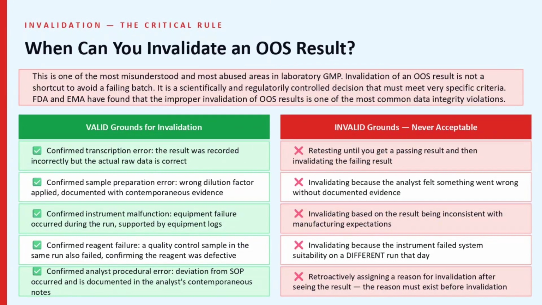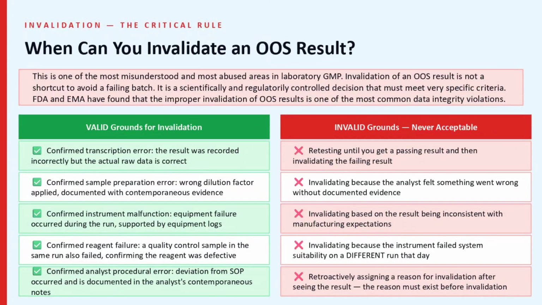A confirmed transcription error where the result was recorded incorrectly but the actual raw data is correct and supports a different value. A confirmed sample preparation error such as a wrong dilution factor, where the error is documented with contemporaneous evidence from the analyst's notes at the time. A confirmed instrument malfunction supported by equipment alarm logs or maintenance records showing a failure during that specific run. A confirmed reagent failure where a quality control sample in the same run also failed, confirming the reagent was defective. Or a confirmed analyst procedural error documented in their contemporaneous bench notes at the time of the event.